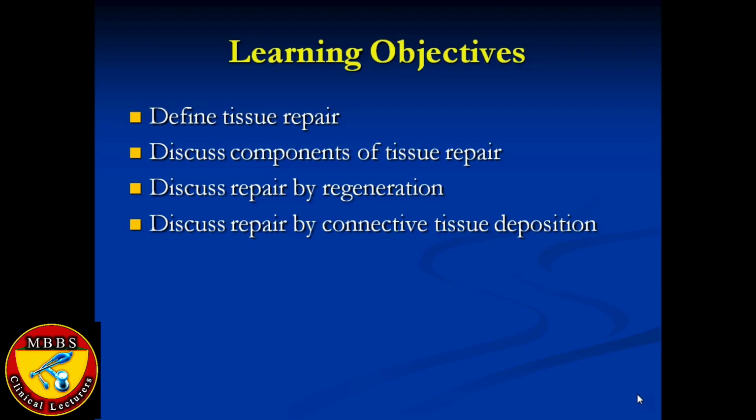We will start by defining first what is tissue repair, and then we will move on to the various components of tissue repair, and finally we will discuss the processes by which tissue repair takes place, that is by regeneration and by laying down of the connective tissue and formation of a scar.